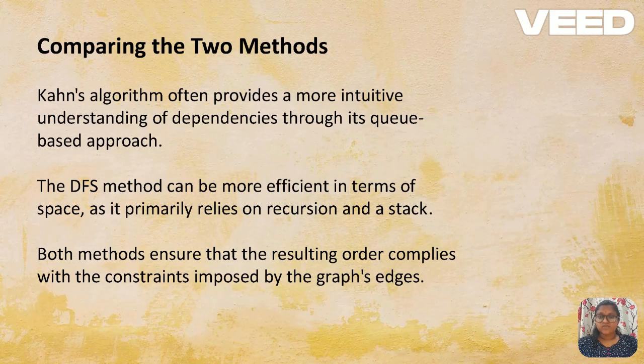Comparing the two methods. Kahn's algorithm often provides a more intuitive understanding of dependencies through its queue based approach. The DFS method can be more efficient in terms of space as it primarily relies on recursion and a stack. Both methods ensure that the resulting order complies with the constraints imposed by the graph edges.